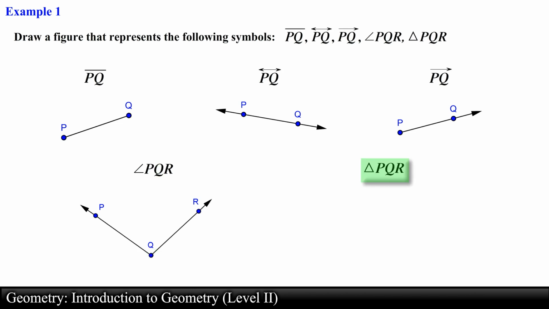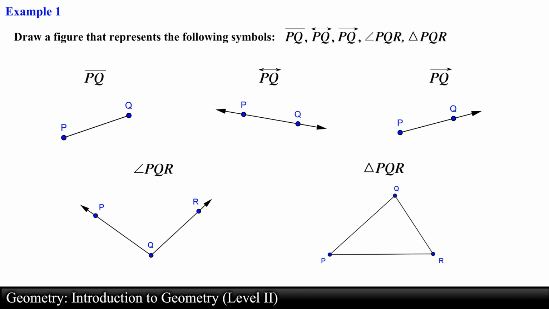The final symbol represents a triangle, and like an angle, it also requires 3 points. In this case, each of the points will be connected by a line segment. So we first draw points P, Q, and R. Then we go ahead and connect them in the order represented by the symbol. So P connects with Q, and Q connects with R. And lastly, you form the triangle by connecting point R and P.